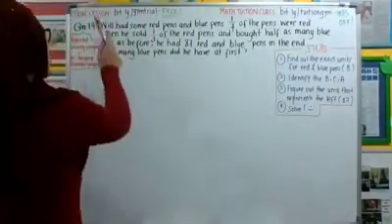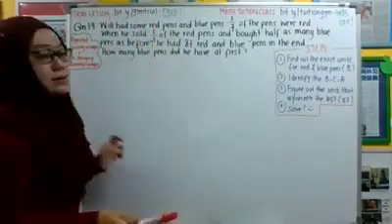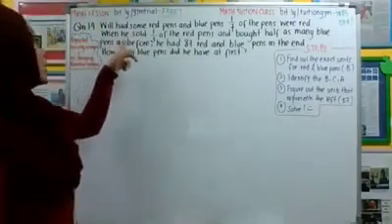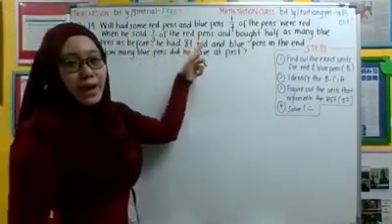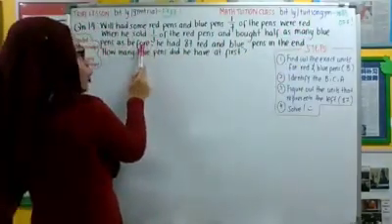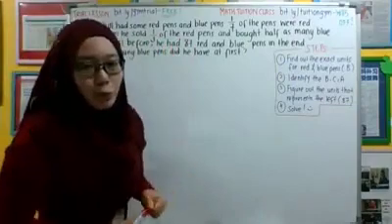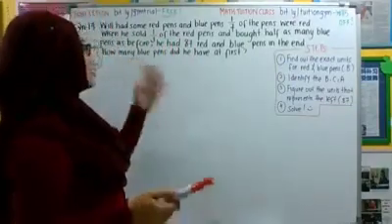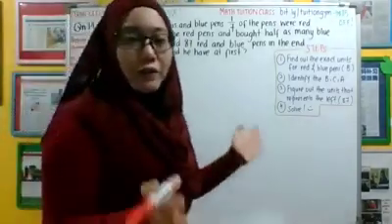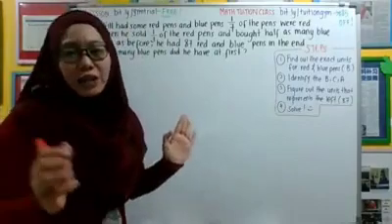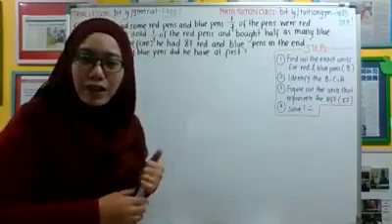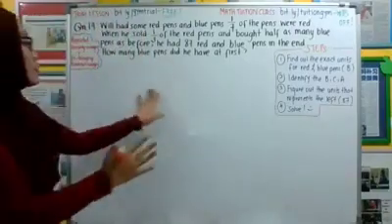Okay, all right. So Will had some red pens and blue pens. 1/7 of the pens were red. When he sold 1/3 of the red pens and bought half as many blue pens as before, he had 87 red and blue pens in the end. How many blue pens did he have at first? Seems very, very easy. But the trick is that in this question, something is repeated.